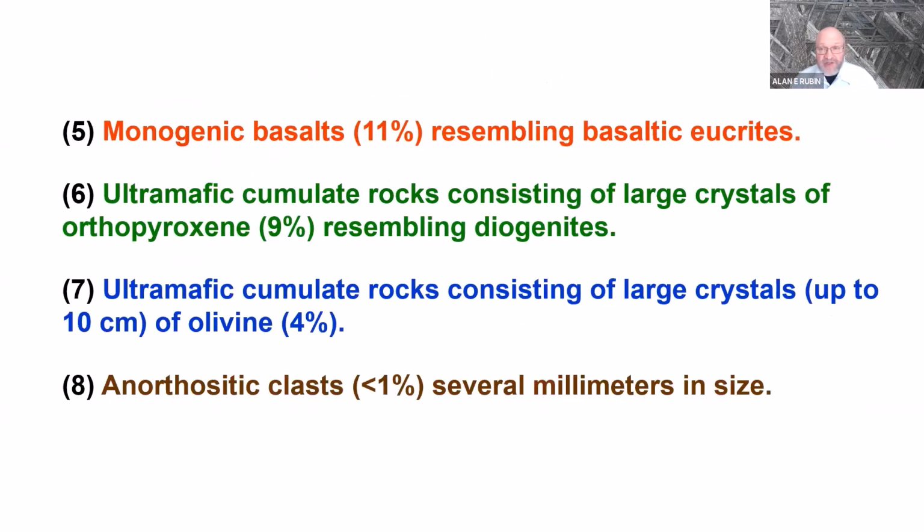There are monogenic basalts resembling basaltic eucrites. They're hardly distinguishable from independent eucrite meteorites. There are also ultramafic cumulate rocks consisting of large crystals of orthopyroxene. These resemble diogenites. There are ultramafic cumulate rocks consisting of large crystals of olivine. These are essentially dunites. And in Mount Padbury mesosiderites, some of these olivine crystals are up to 10 centimeters in size. And the least abundant of these clasts are anorthositic clasts that are several millimeters across.